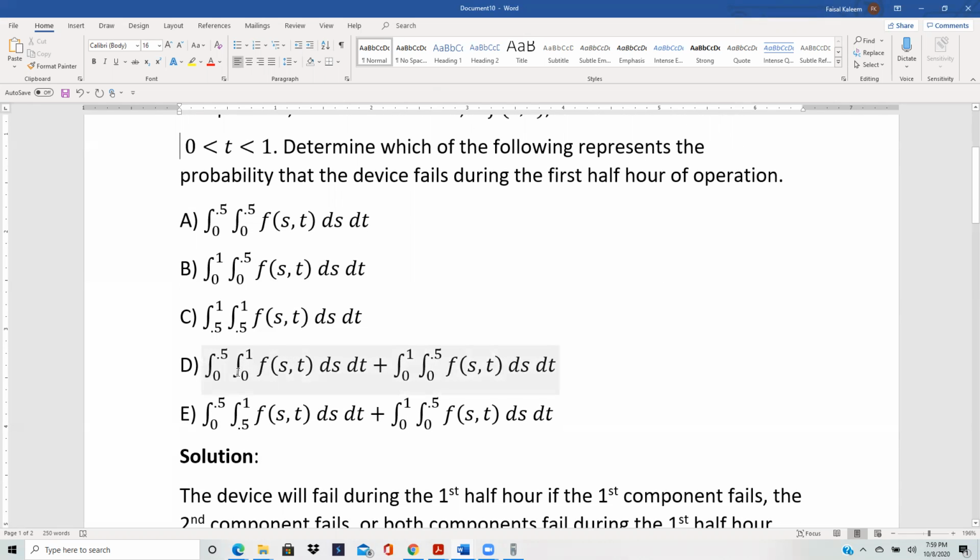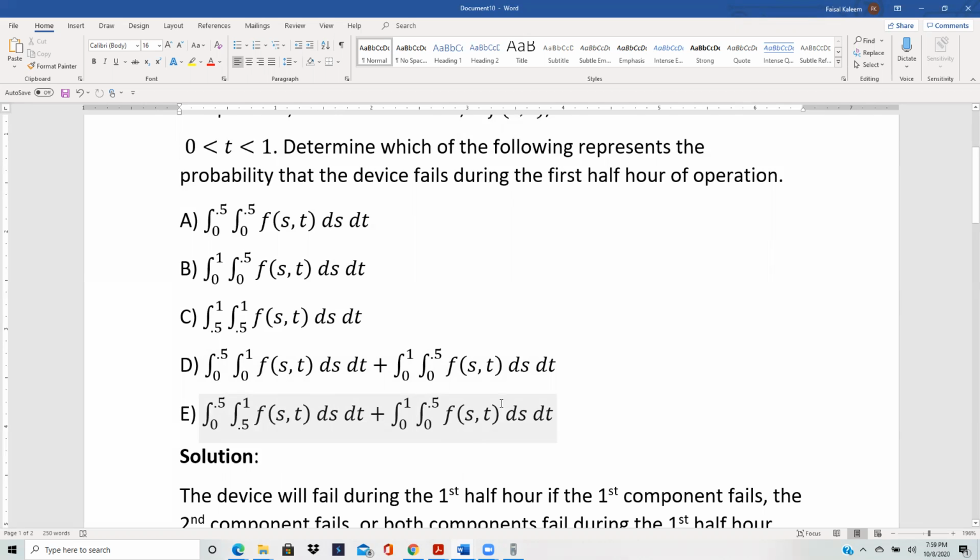Choice D tells us that the T component goes 0 to 0.5. So it means the T component fails in the first half hour, and nothing can be said about S. And the second double integral is telling us that the S component fails during the first half hour. So here it's the second component failing or the first component failing. So it's not including the part where both fail. So that's also not right. So E has to be correct by the method of exclusion because none of the first four are correct.